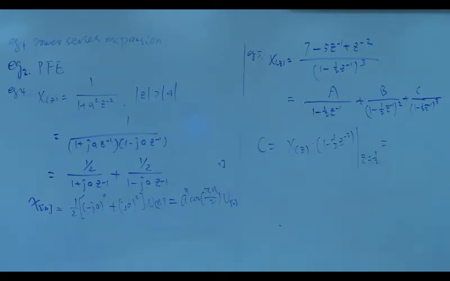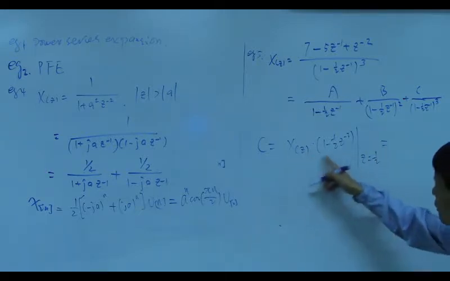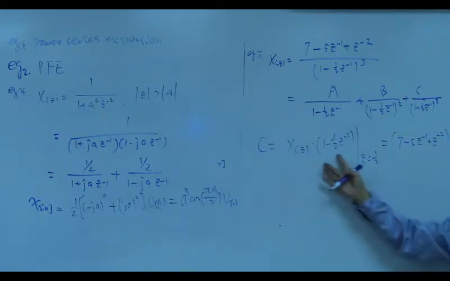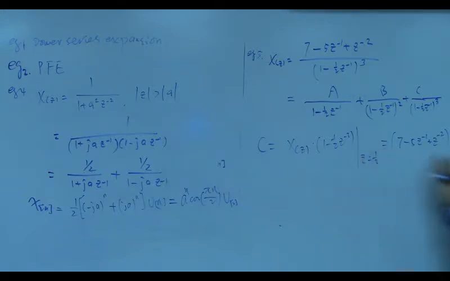So what is this? I will do this first. This one will be equal to 7 minus 5 z to the negative 1 plus z to the negative 2. So Xz times this is this one, because the bottom is cancelled. We only have the top. Then z equals 1/2. So what is this?